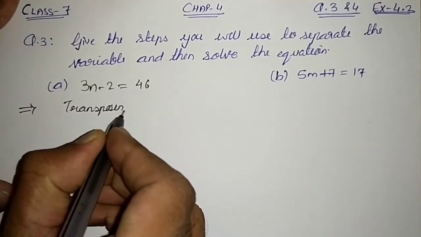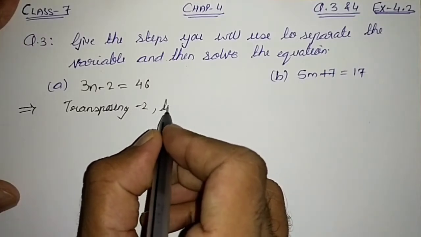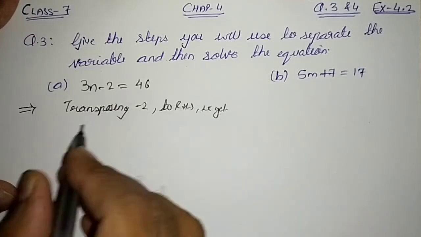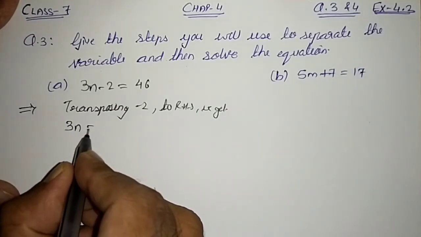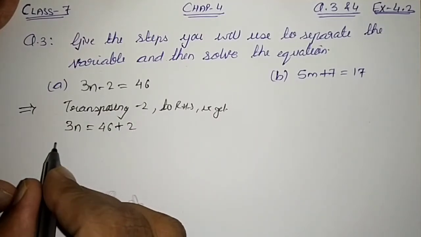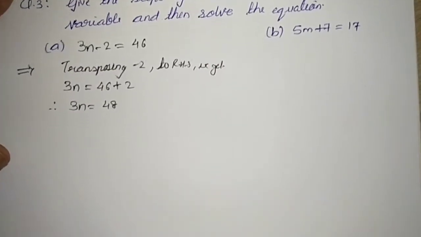transposing minus 2 to RHS, we get 3n is equal to 46. It will become plus 2. Therefore 3n is equal to 48.